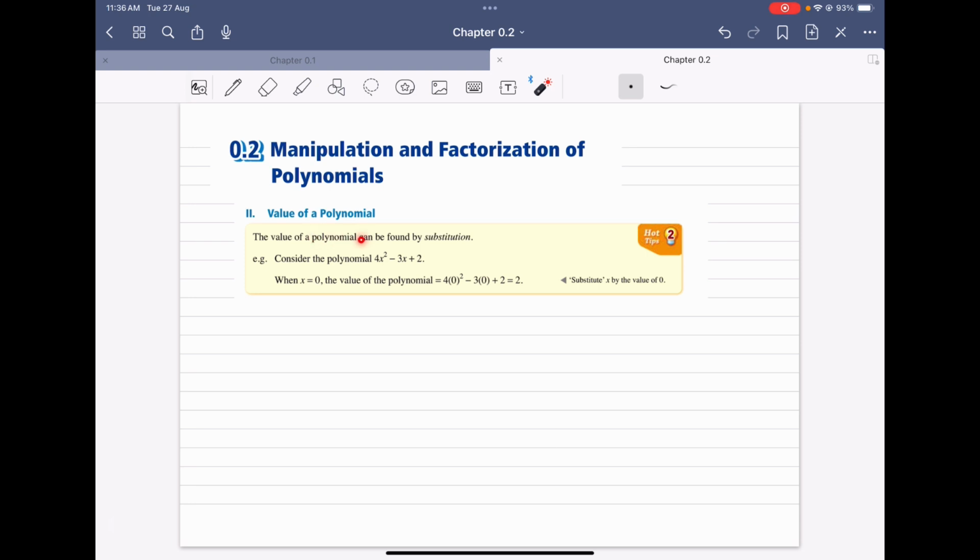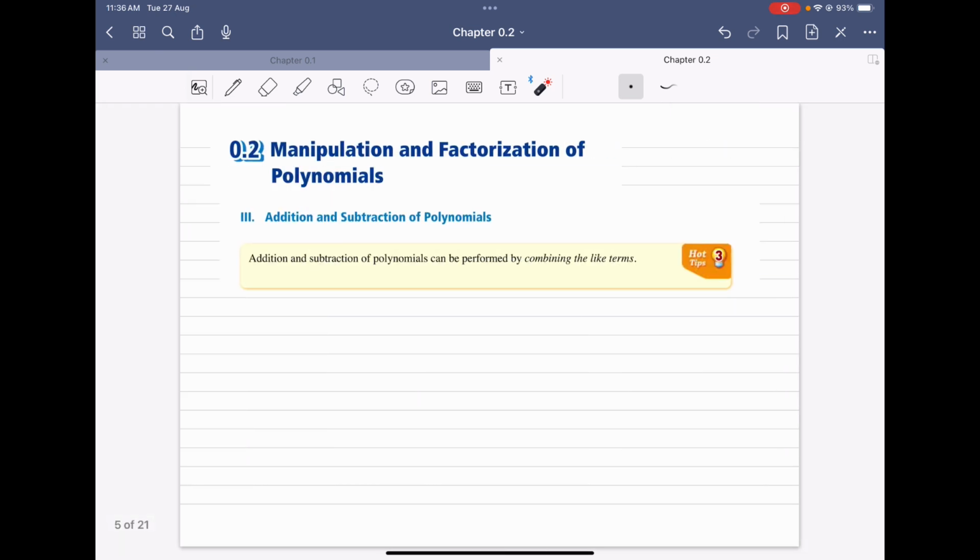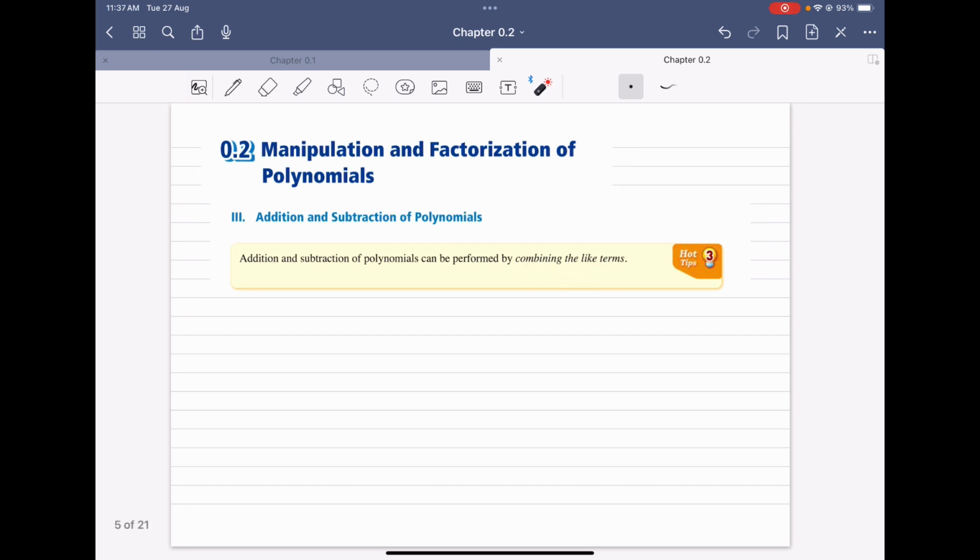So what is the value of a polynomial? If you have a polynomial like this, and we know what x is, we put it in, and then you can find the value of the whole expression. So this is the value of the polynomial. And we can add or subtract polynomials. We have to combine like terms to do addition and subtraction.